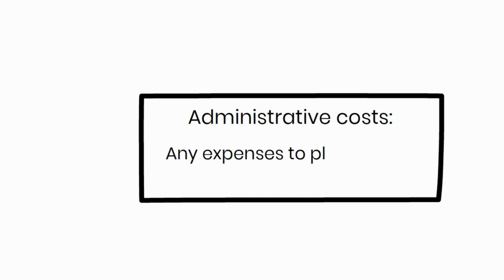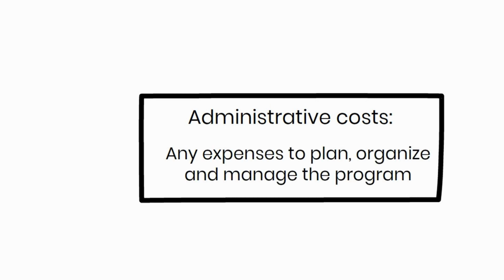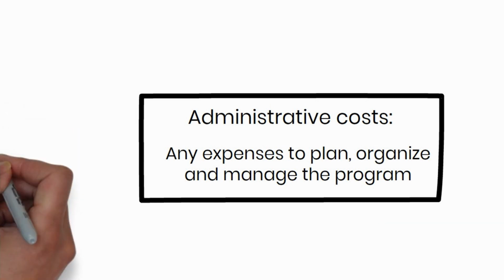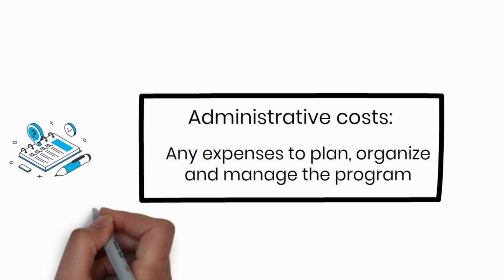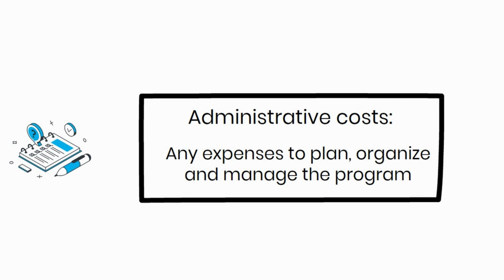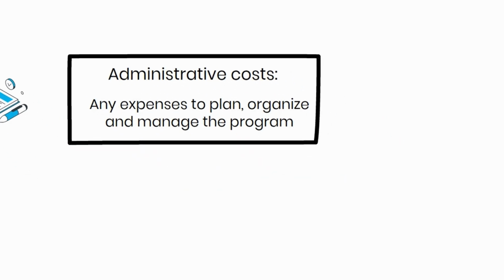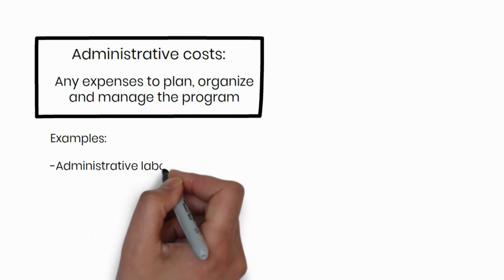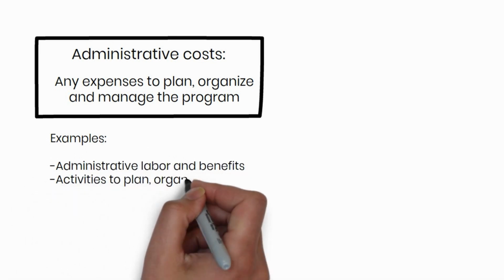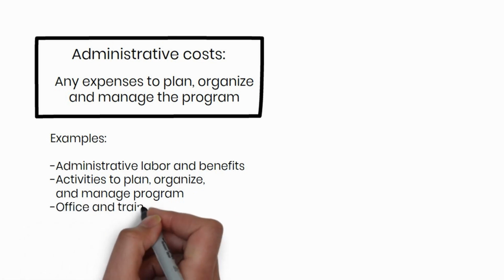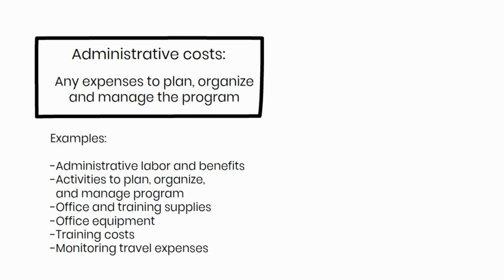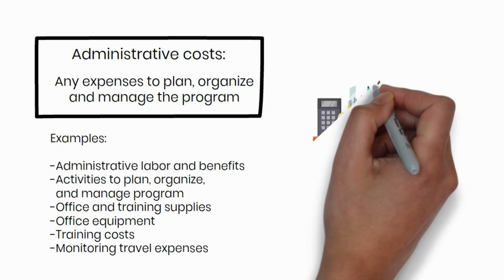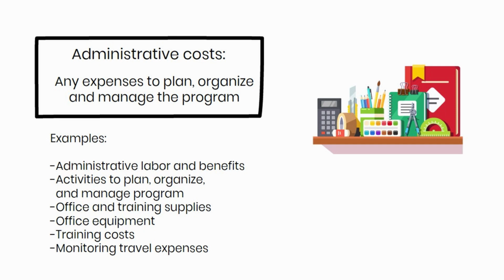Administrative costs are any expenses to plan, organize, and manage the program. This includes completing the CACFP application, recruiting and hiring, preparing and monitoring the budget, monitoring facilities, and providing training to organizations and facilities. Examples of administrative costs: administrative labor and benefits, activities to plan, organize, and manage the program, including the time to consolidate and submit the claim for reimbursement, office and training supplies, office equipment.